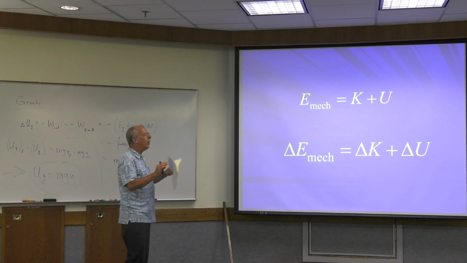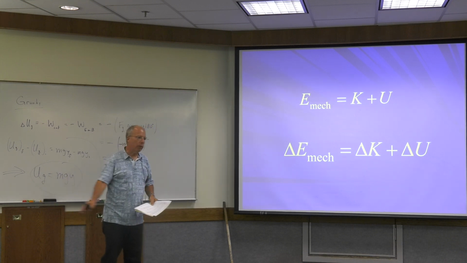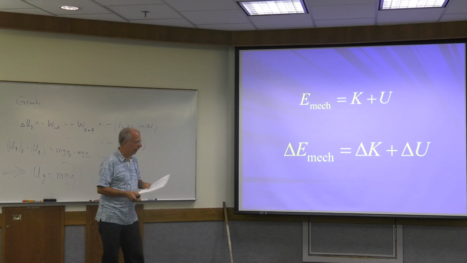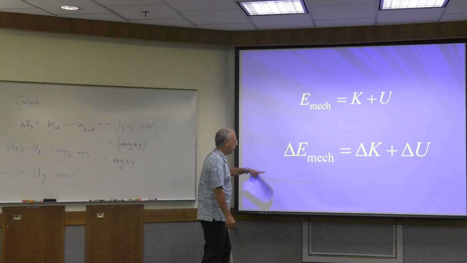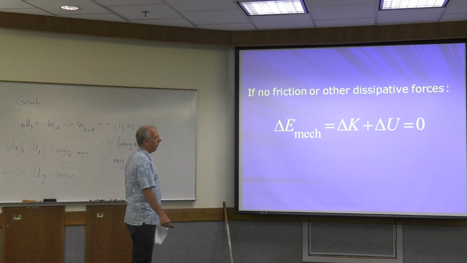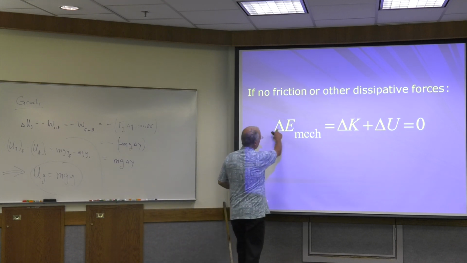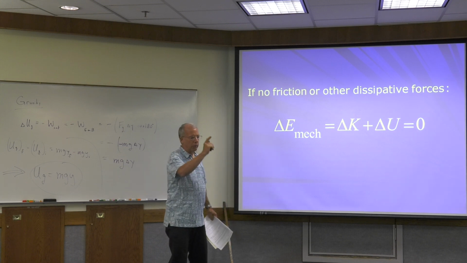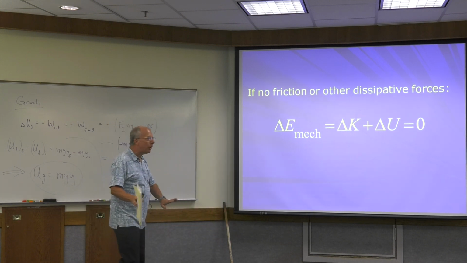Now, here's what's so great about this. If we don't have any dissipative forces, so if there's no friction or anything like that, this here doesn't change. So in other words, the change is equal to 0, right? If it doesn't change, if it's constant, if we say the delta E, that means it's 0, right? Just like calculus, if you take a derivative of a constant, it's 0, okay? So this is a big deal, and we're going to use it a lot.